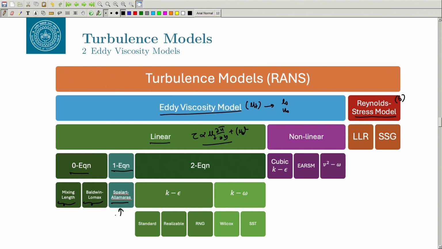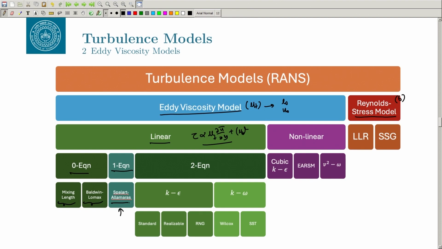Let us say you want to simulate the flow over a wing. You can use the Spalart-Allmaras model, but this model does not use a length scale, only the velocity scale. So, this may not be suitable for flows which are very sensitive to the length scale, for example, flow in turbine blades, like in turbomachinery flows.